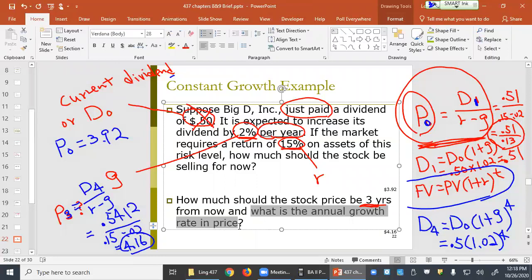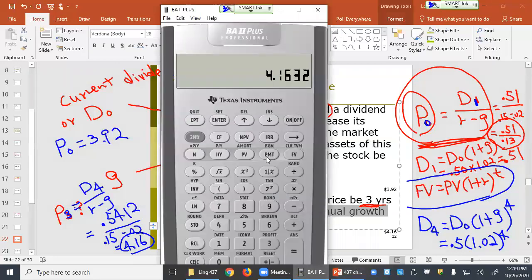So we're being asked to solve for the rate of change in price. How do we do that? Anybody? Bonus points. The easiest way is to use function keys. Okay, you can use those 5 function keys here.